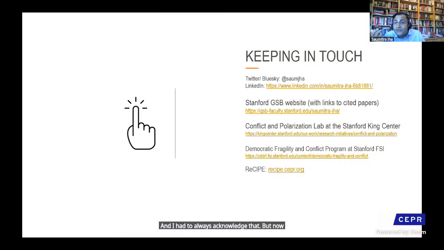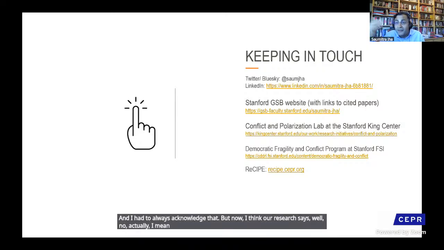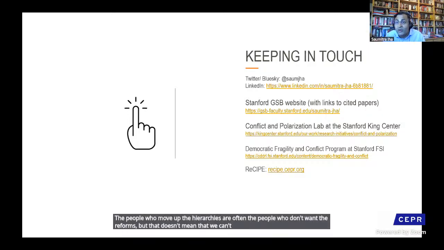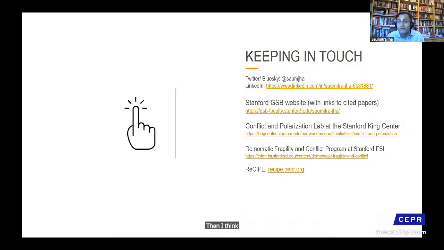But now I think our research says, well, no, actually, as you get higher up in these hierarchies, maybe you can make a change, and you can actually change things systemically. This means that things can change much faster and be much less contingent. Now, of course, the people who move up the hierarchies are often the people who don't want the reforms, but that doesn't mean that we can't choose those guys. This is one of the things where I think democracy can help. As long as we have these turnovers, we can select for these folks. Maybe we can change things in a very positive way, and it could happen much faster than many of us thought before.